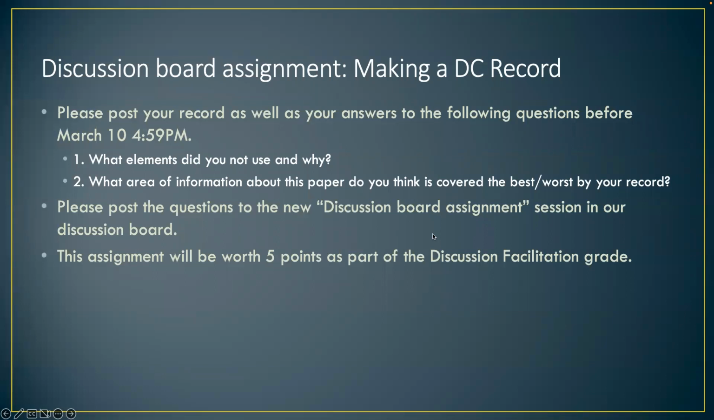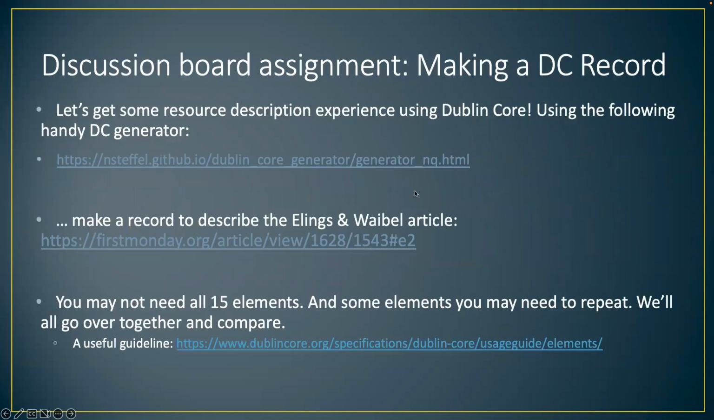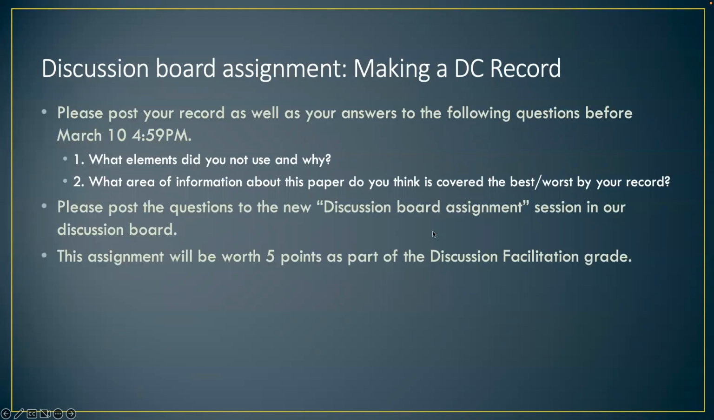So we have just talked about the discussion board assignment, which will ask you to make a record in DC format to describe this article and then discuss these two questions. So you will need to post this assignment to our discussion board. And I should also say that this assignment will be worth 5 points as part of the discussion facilitation grade in our overall grade. So that is the assignment.